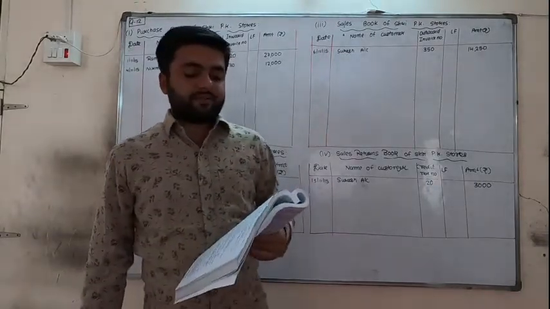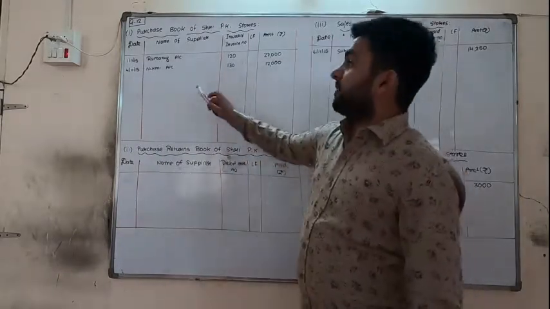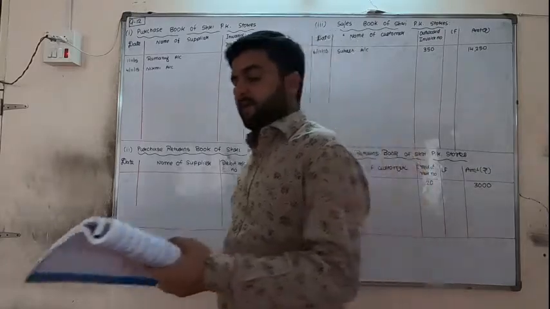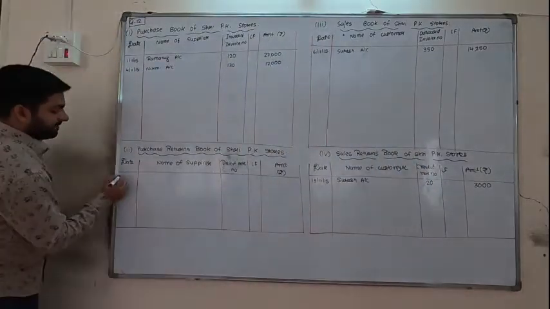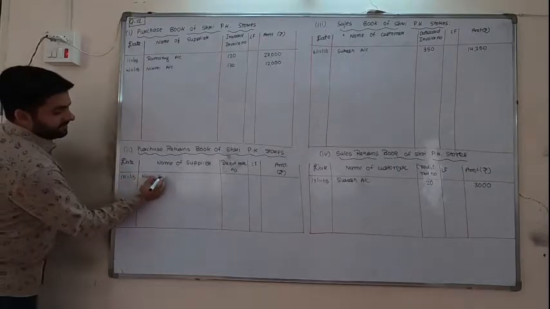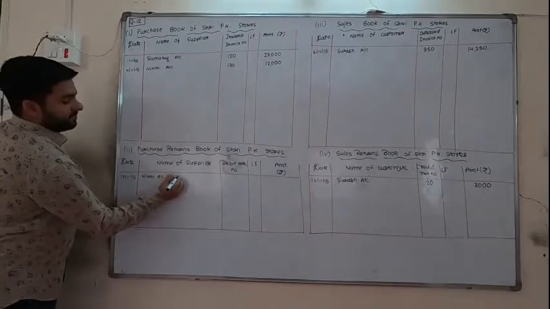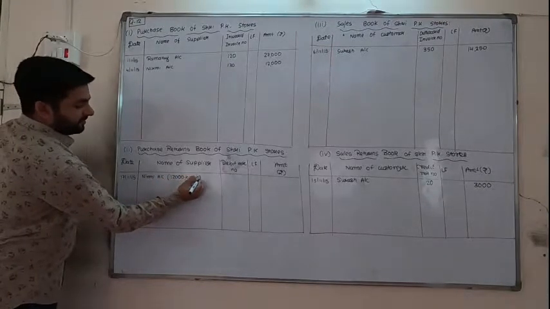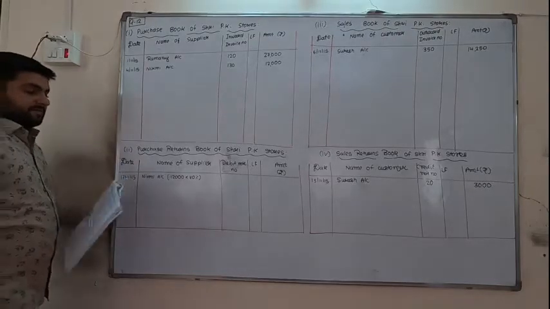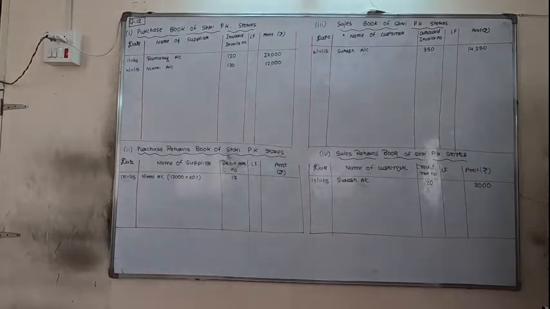17th, 40% goods returned to Nirmi and debit note number 17. We have purchased from Nirmi, now we are returning back on 17th November. So 17, 11, 15, Nirmi account, in bracket 12,000 multiplied by 40 percent, and the debit note number is 17. Now let me take 40% of 12,000. 12,000 multiplied by 40 percent is 4,800.